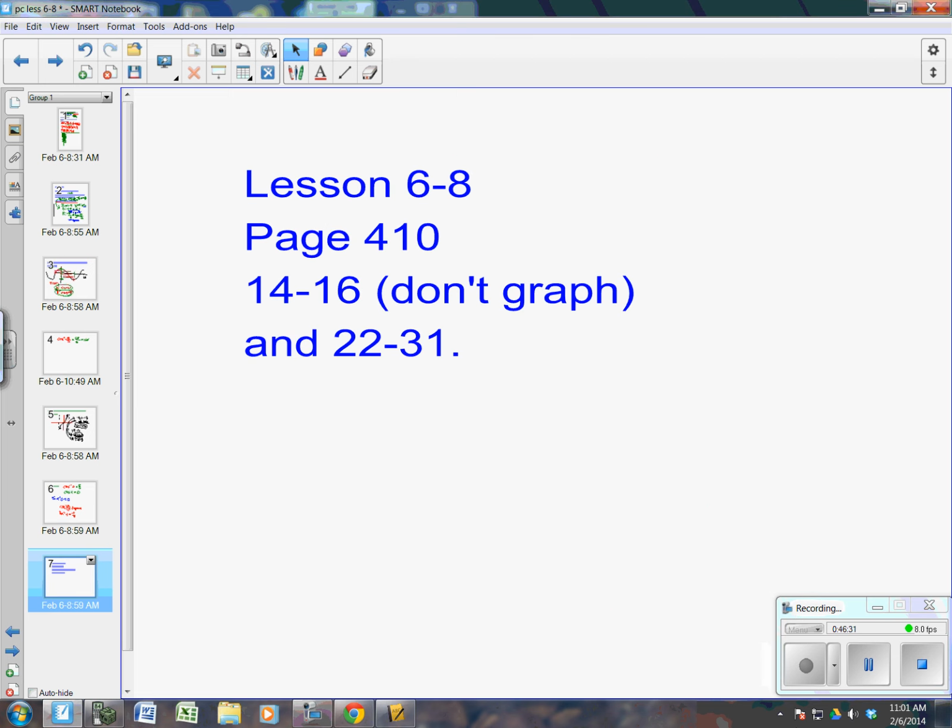Here is your assignment. Most of your assignment, notice I said on 14, 15, and 16, you don't need to graph it. The instructions say to. Most of your assignments can be doing what I was just doing right there at the end. See if you can figure those out, the inverses.